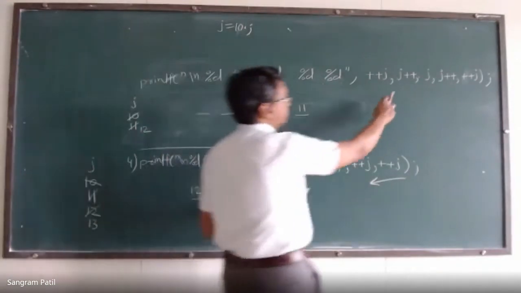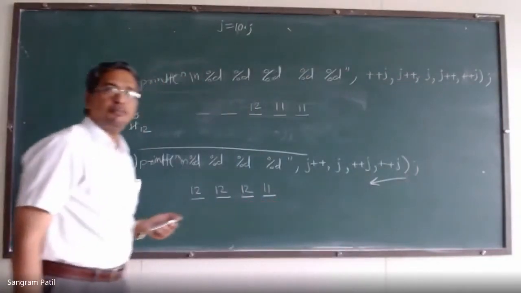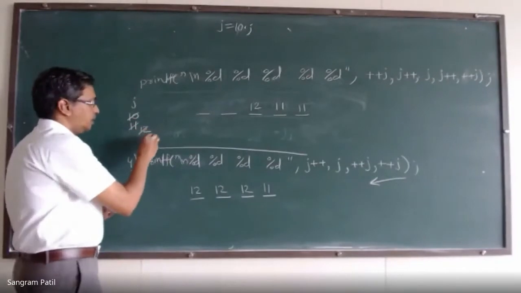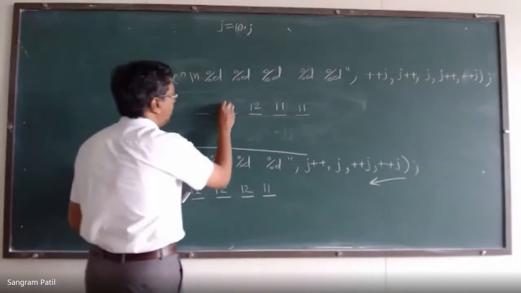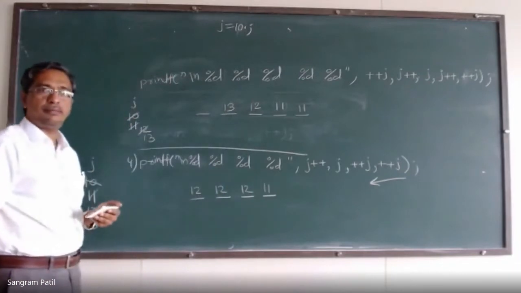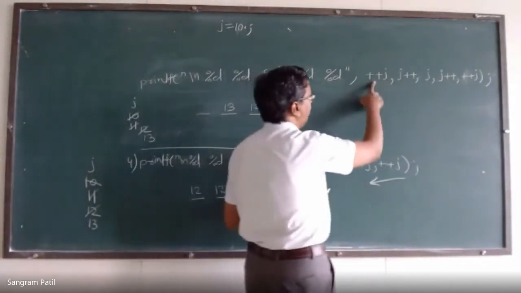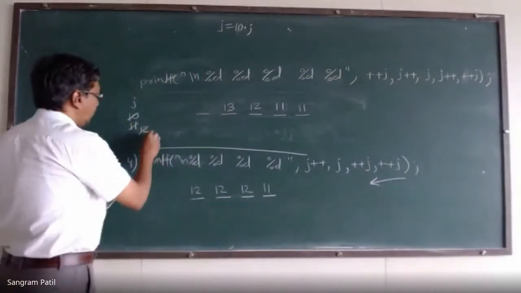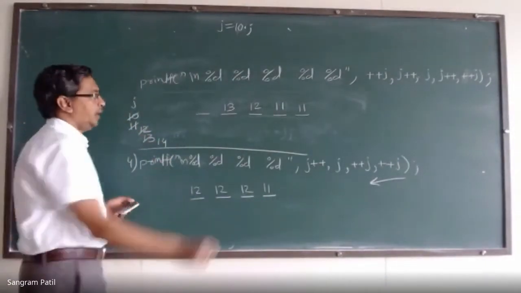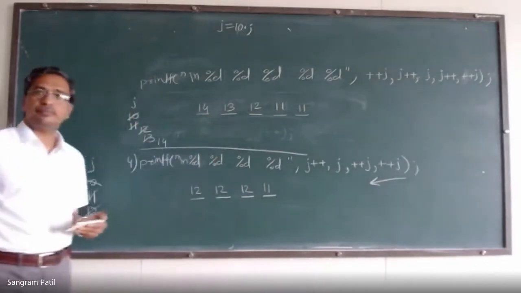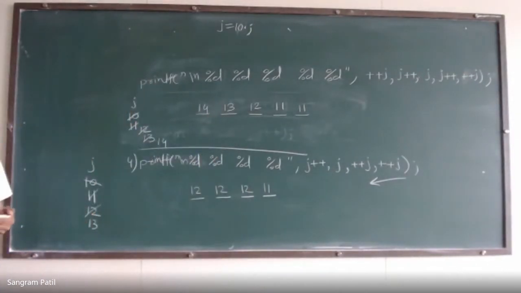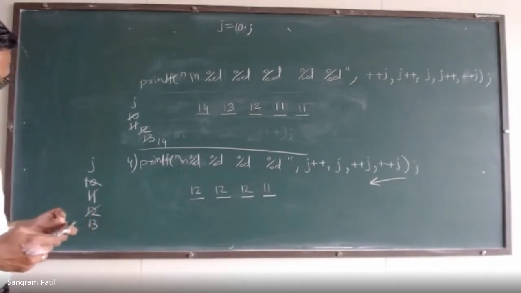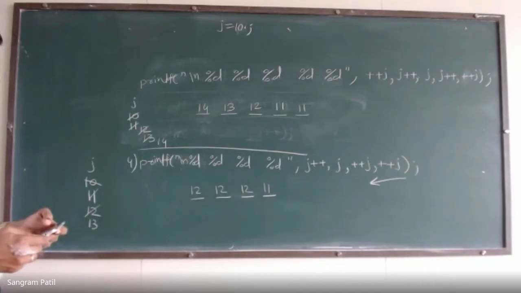Then it will come back to this. j plus plus indicates increment the value of j by 1. It will become 13 and then print it. So this will print 13. And then again the previous number, plus plus j. So again it will increment the value of j to 14 and then it will print 14. Check this.